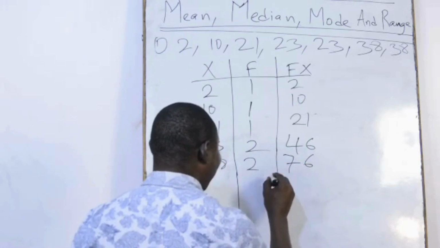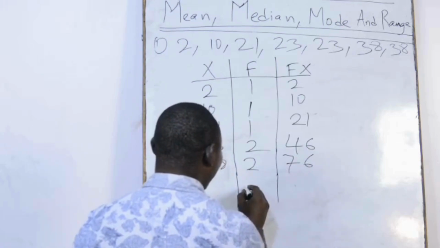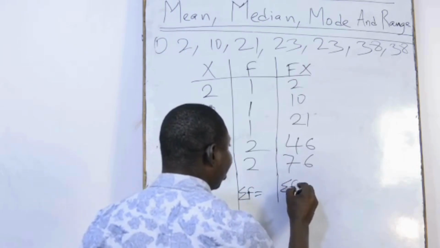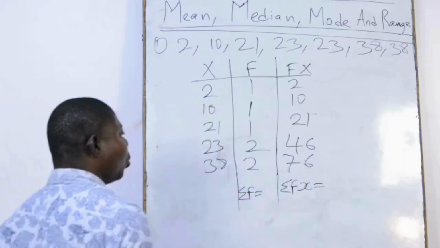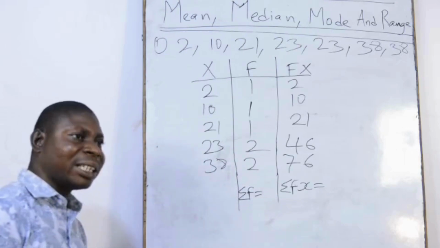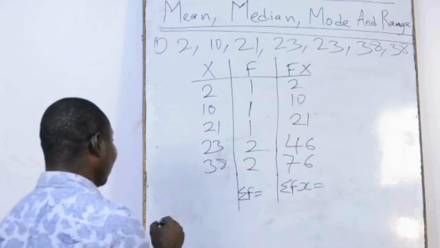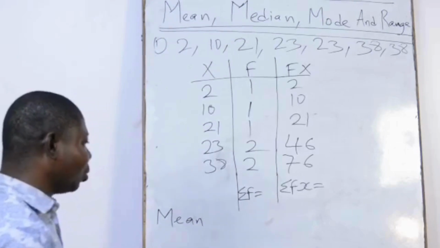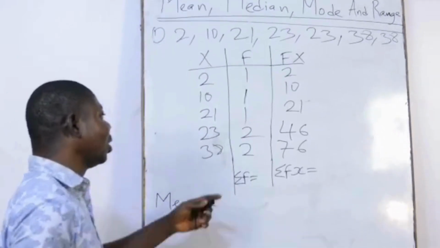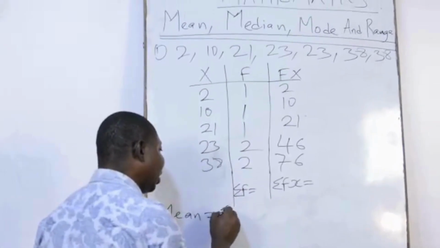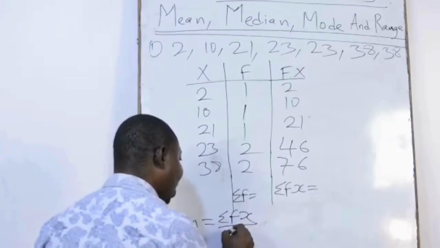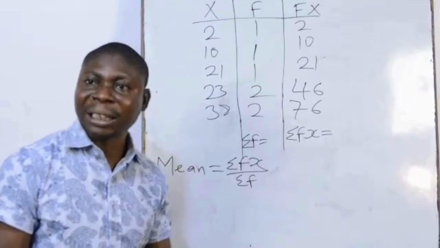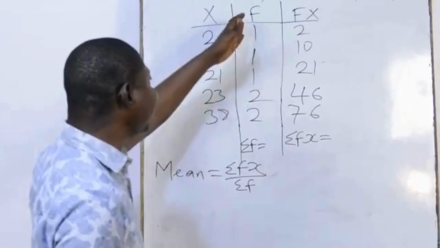So now after that, you will find summation F, then find summation Fx. So you will write it like this. After you write it like this, this is for the mean. We want to find the mean now, and then you can use it for the mode too. Let's continue. Now, the formula for the mean is summation Fx over summation F. That's the formula for the mean under grouped data.